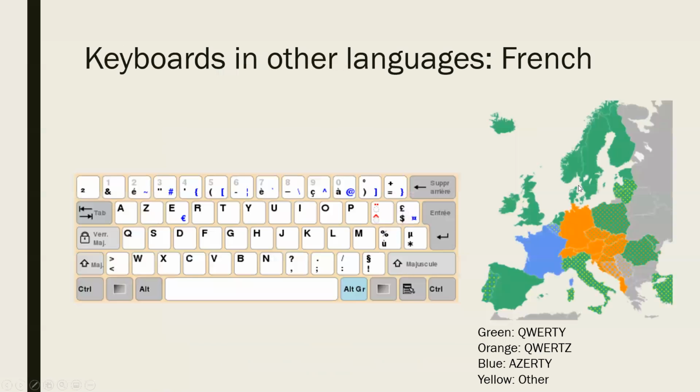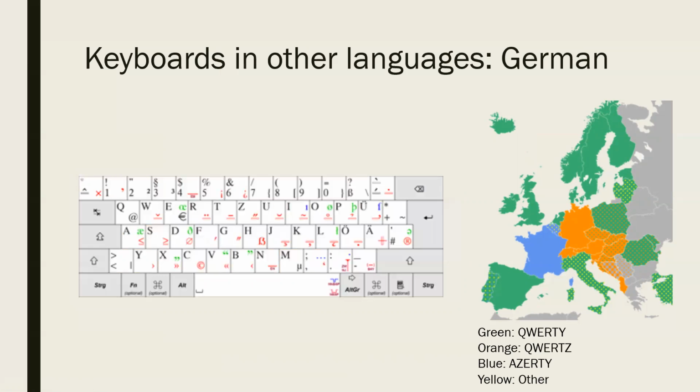So let's first look at how the French keyboard layout works. The French keyboard is called the AZERTY keyboard. We can see that the keyboard looks very similar to the QWERTY, but the A and the Q were switched and the Z and the W were switched. Those modifications probably made typing much more ergonomic in French, but we can still see that the QWERTY keyboard layout was very influential in the development of the French keyboard.